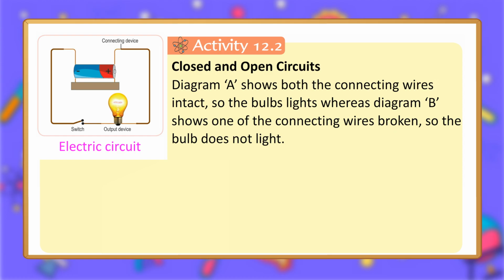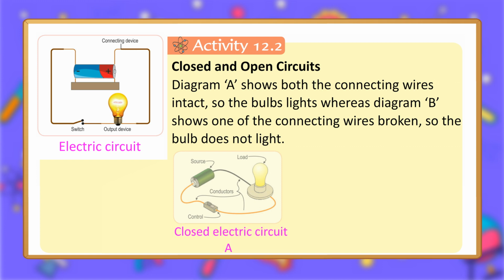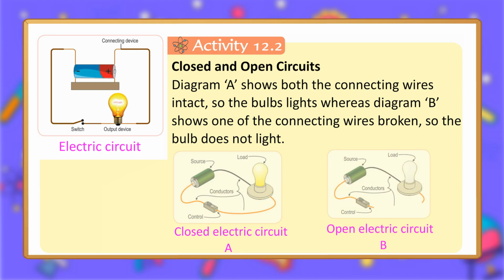Activity 12.2. Closed and open circuits. Diagram A shows both the connecting wires intact, so the bulb lights, whereas diagram B shows one of the connecting wires broken, so the bulb does not light. Closed electric circuit: source, load, conductors, control. Open electric circuit: source, load, conductors, control.